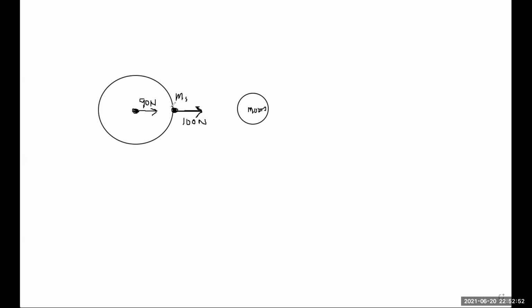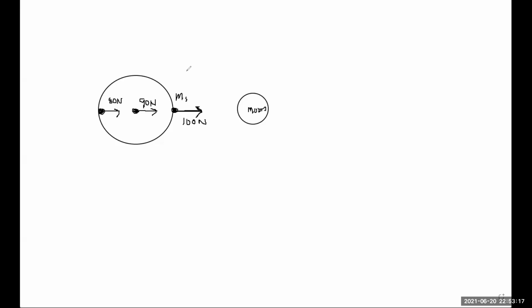And let's say that little mass is here. And the moon is attracting it with a force of 80 newtons. So what's the effect of that? Because the gravity is always attractive. So it's attracting all of it.